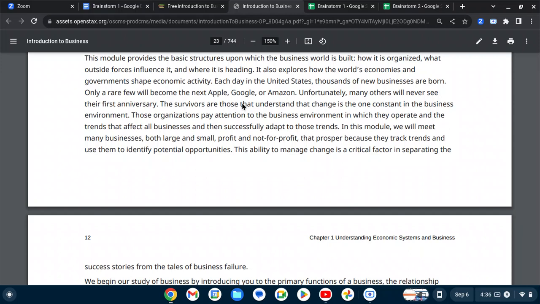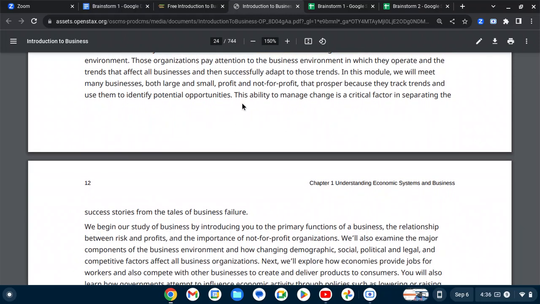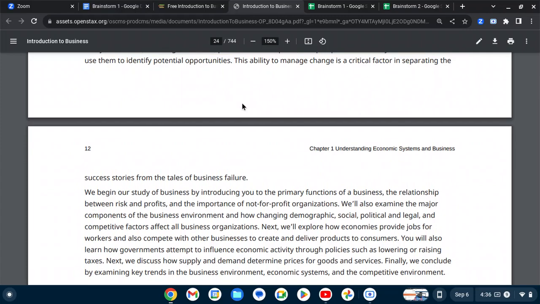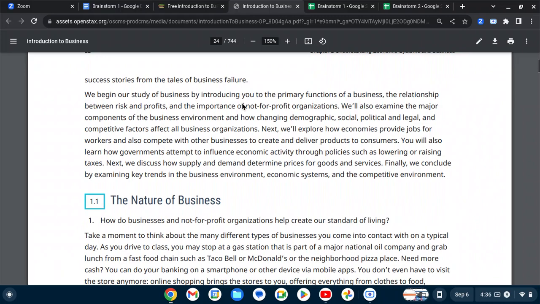The survivors are those that understand change. Change is the one constant in the business environment. Those organizations pay attention to the business environment in which they operate and the trends that affect all businesses, and then successfully adapt to those trends. In this module, we will meet many businesses, both large and small, profit and not-for-profit, that prosper because they track trends and use them to identify potential opportunities. This ability to manage change is a critical factor in separating the success stories from the tales of business failure.